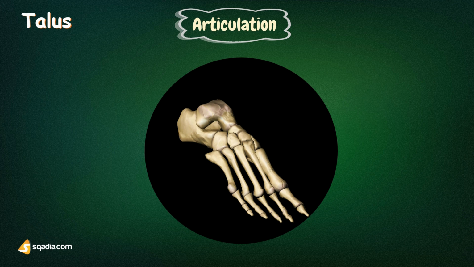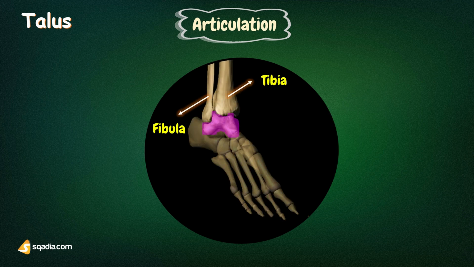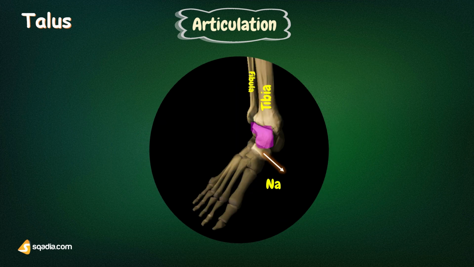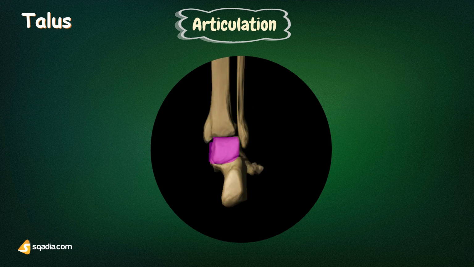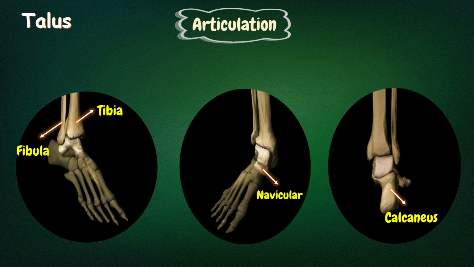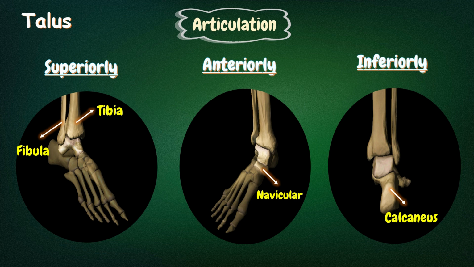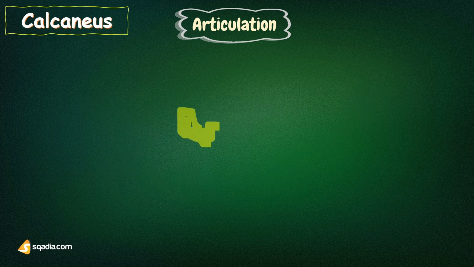You can clearly see the tibia and the fibula bone, the talus bone. The talus bone articulates superiorly with the tibia and fibula. Other than its articulation with the tibia and fibula, the talus also articulates with the navicular bone anteriorly. Inferiorly, it also articulates with the calcaneus, as you can see here. So, we can say that the talus bone forms 3 articulations: superiorly with the tibia and fibula, anteriorly with the navicular bone, and inferiorly with calcaneus.